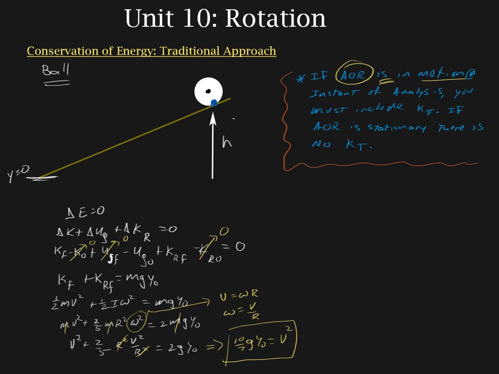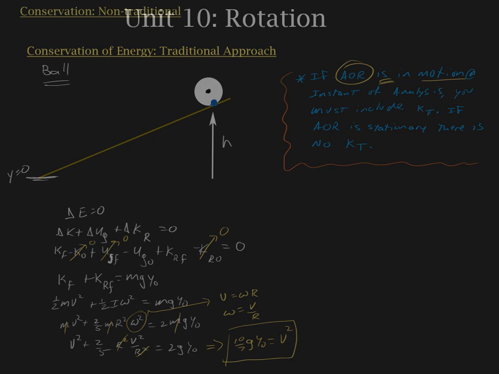Now, if we use this point of contact, then we know when you're rolling without slipping that at the instant the axis of rotation would be in contact with that surface, the velocity is equal to 0. And if the velocity is equal to 0, then we're not going to include translational kinetic energy. So let's take a look at the non-traditional approach now.